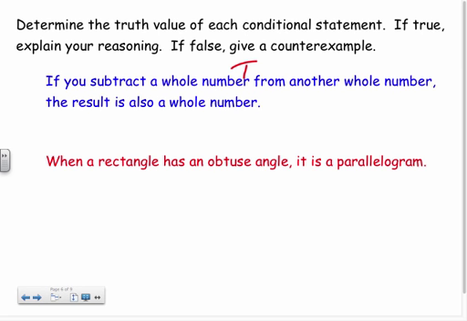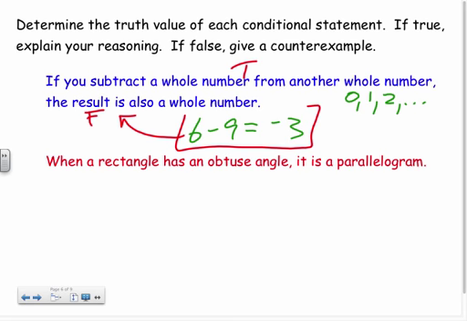If I subtract a whole number, well, what are whole numbers? Remember, whole numbers are not negatives. They start at 0 and they move up, so I'm not including negatives. If I took 9 minus 6, I get a whole number. Okay, so far I think it's true. Well, what if I flip the 6 and the 9 around, and I said not 9 minus 6, but 6 minus 9? Now I get negative 3. Is negative 3 a whole number? No, it is not. So this statement is false, and I provided a counterexample right here.